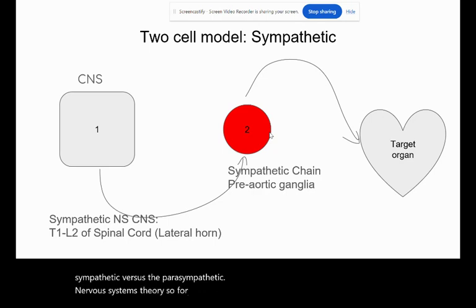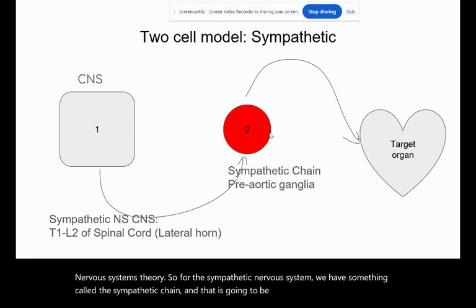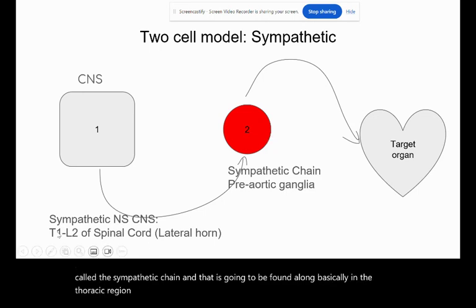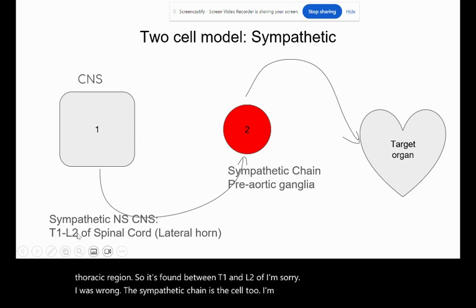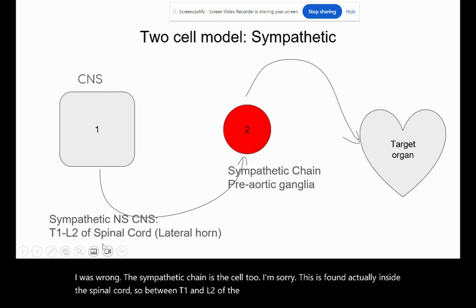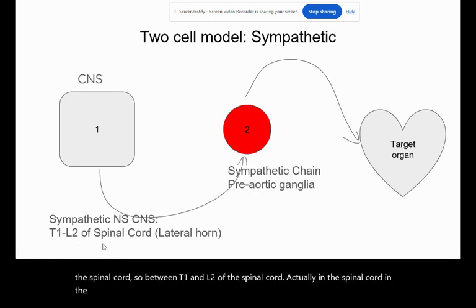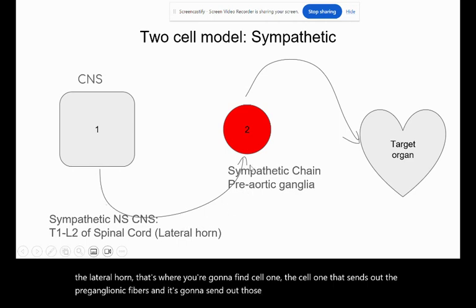So for the sympathetic nervous system, we have something called the sympathetic chain, and that is going to be found along basically in the thoracic region. So it's found between T1 and L2 of, I'm sorry, I was wrong. The sympathetic chain is the cell 2. I'm sorry. This is found actually inside the spinal cord. So between T1 and L2 of the spinal cord, actually in the lateral horn, that's where you're going to find cell 1, the cell 1 that sends out the preganglionic fibers. And it's going to send out those preganglionic fibers very close to that region.